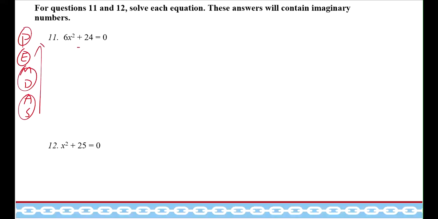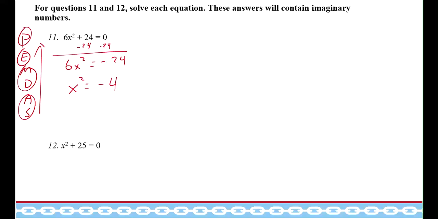We're going to remove any addition or subtraction. So, right, I would start by subtracting that 24 away to get 6x squared equals negative 24. I would then divide away the 6 from both sides. So I get x squared equals negative 4.